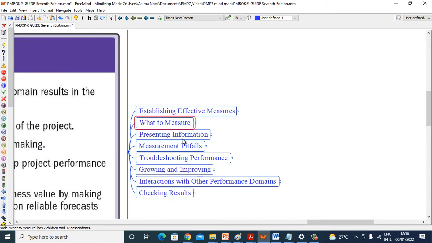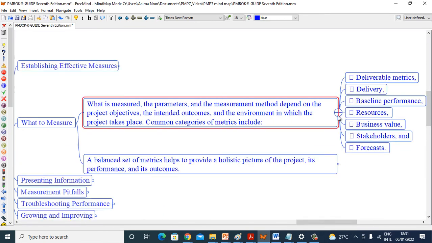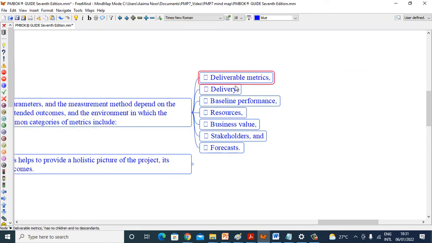Now we'll see what to measure. What to measure? The parameters and the measurement method depend on the project objectives, the intended outcomes, and the environment in which the project takes place. Common categories of metrics include deliverable metrics, delivery, baseline performance, resources, baseline value, stakeholders, and forecast.